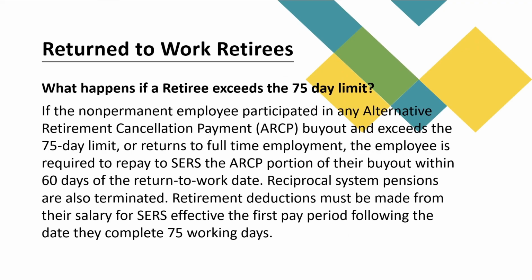If the non-permanent employee participated in any Alternative Retirement Cancellation Payment, or the ARCP program buyout, and exceeds the 75-day limit or returns to full-time employment, the employee is required to repay to SERS the ARCP portion of their buyout within 60 days of the return to work date. Reciprocal systems pensions are also terminated. Retirement deductions must be made from their salary for SERS effective the first pay period following the date they completed the 75-day work.